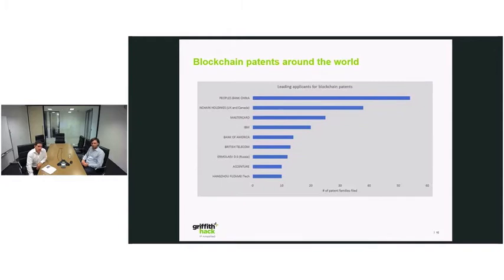If you look at IBM in particular, and Accenture, and then you can see the financial sector coming in around MasterCard and some of the banks as well. So again, a lot of interest in this space.